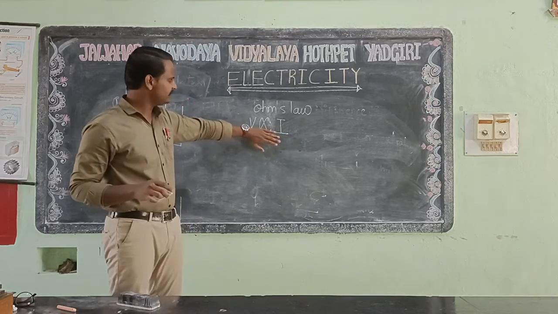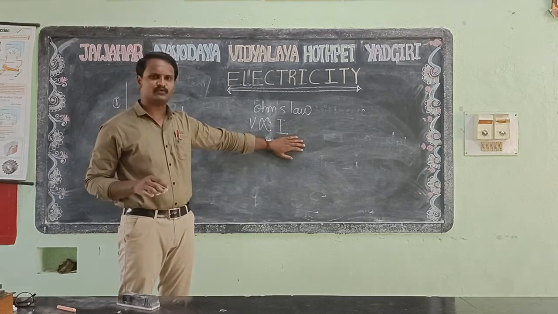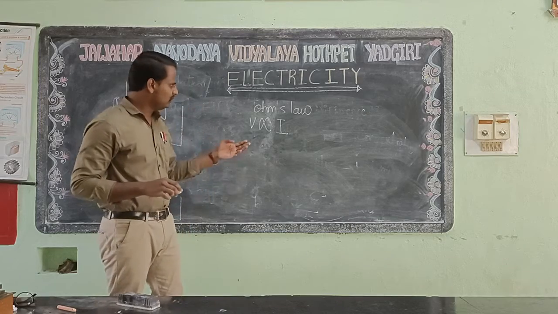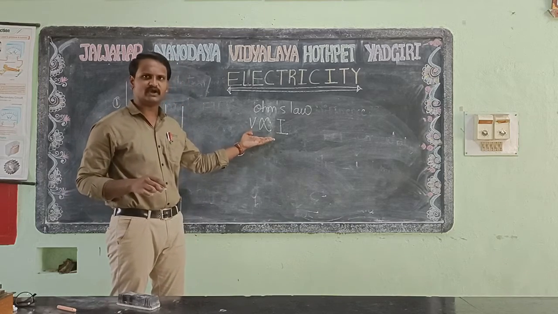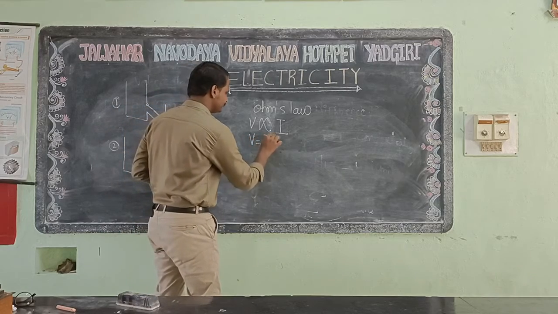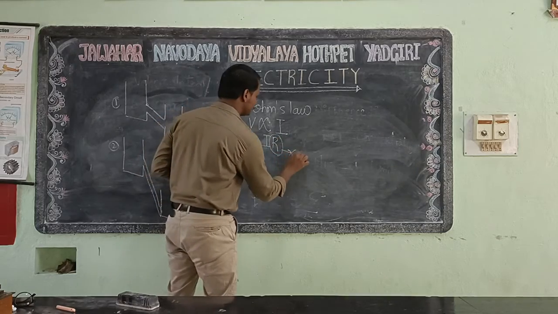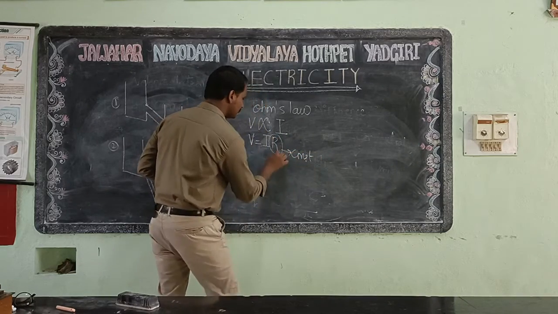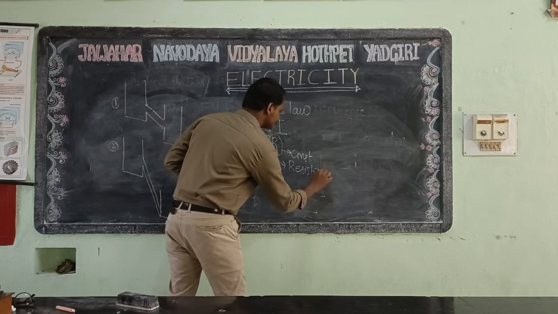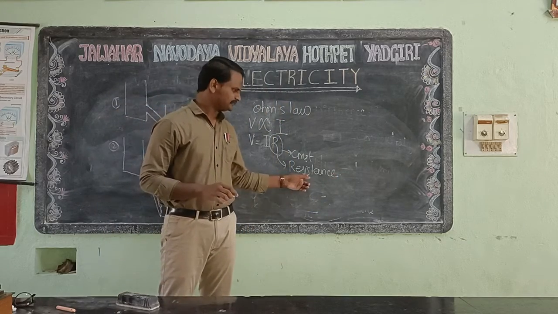Okay, so what is the statement? The potential difference applied in the circuit is directly proportional to the current flowing through the circuit. Now it is a proportional constant. To remove this, we have to introduce some constant. So V is equal to I R. Now R here is called the constant, and it is also called resistance.